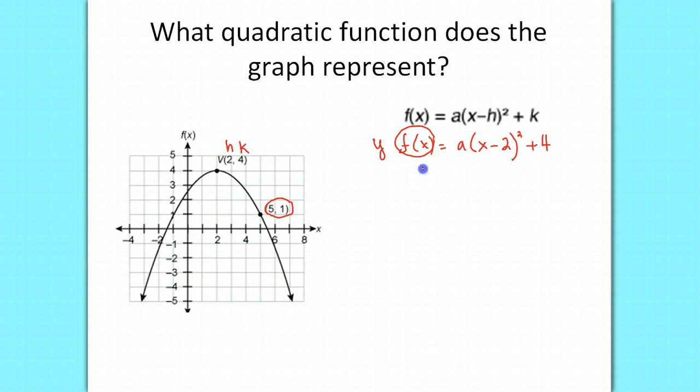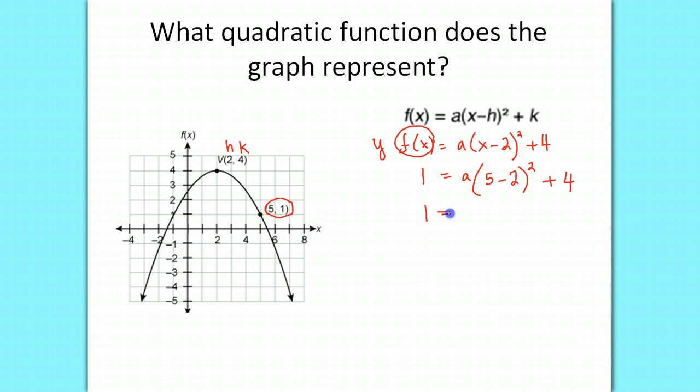So I'm going to replace f of x with my y value in that point, which is 1. And my x value is 5, and what that's going to allow us to do is a then is going to be the only unknown value, and we're going to be able to solve for a. So it's just an algebra problem now. We're going to solve for a.